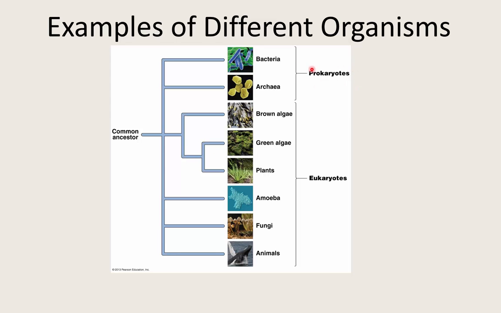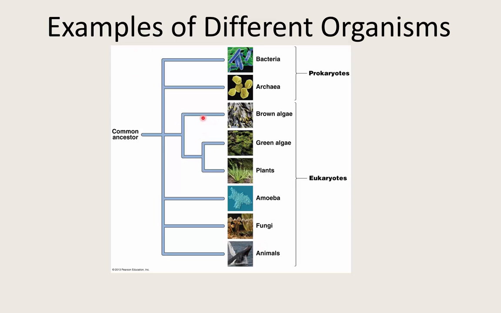So anyway, I'm going to point out a few things. You have prokaryotes. We just talked about those simpler cells, no nucleus, but they still have DNA. So bacteria, we talked about. Another kind is called archaea. That's another kind of prokaryotic organism. And then all the others here are eukaryotes, so they have a nucleus and other membrane-bound organelles. Brown algae, green algae, plants, those are all more closely related to one another based on this tree than they are to other eukaryotes like amoebas, fungi, and animals.